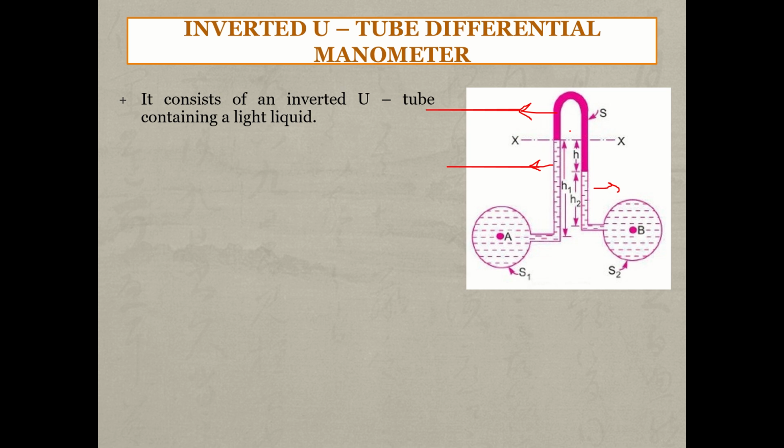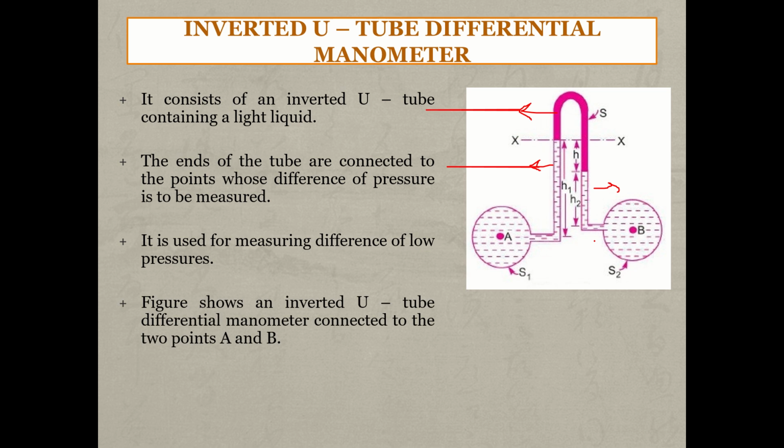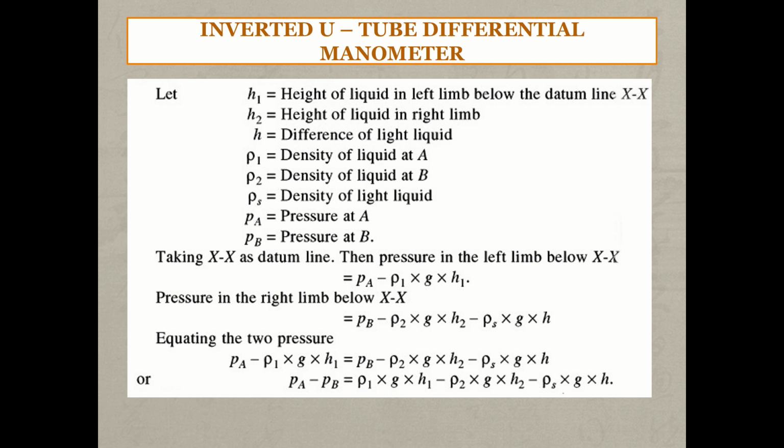So I will have a fluid in the U-tube whose density is less than the densities at A and at B. So now the datum will be shifted upwards. As I've already told, the U-tube will contain a lighter liquid and its two ends are connected to the 2 points A and B. We generally calculate the difference of pressure, and the figure shows the inverted U-tube differential manometer. Let the pressure at A be more than B so that I can calculate Pa minus Pb.